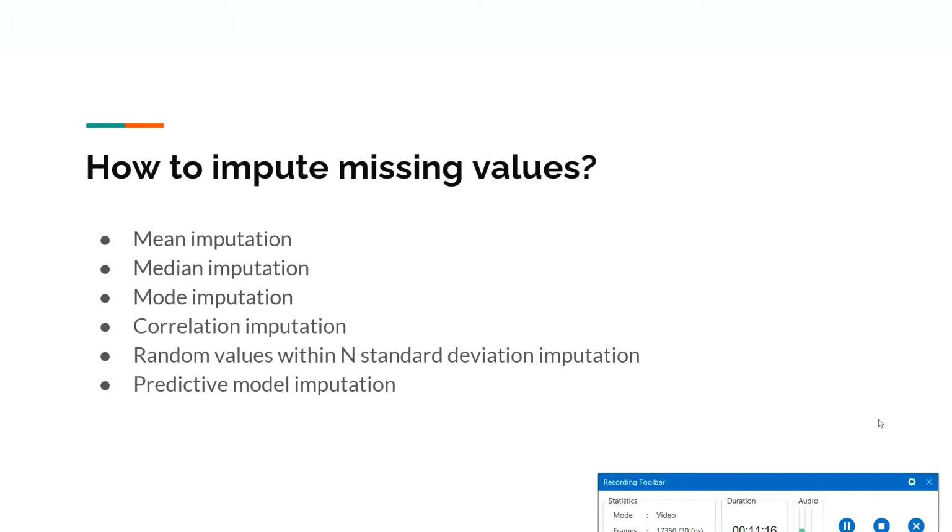Right. So how to impute, okay? How to impute missing values is the most asked question if you are going with imputation. There is a set of imputation practices that are widely followed even in industry, and I have listed them here on the screen. As you could see: mean imputation, median imputation, mode imputation, correlation imputation, random values within n standard deviation imputation, and predictive model imputation.